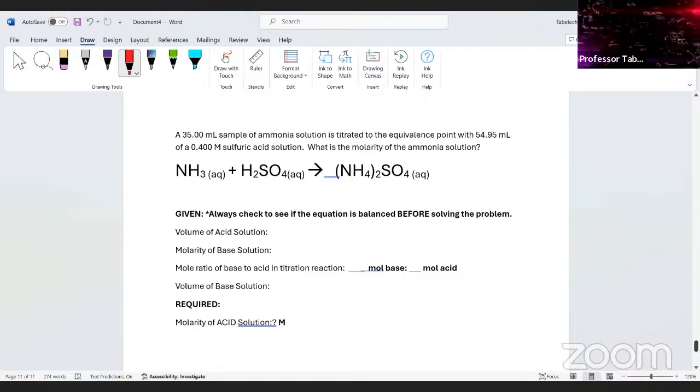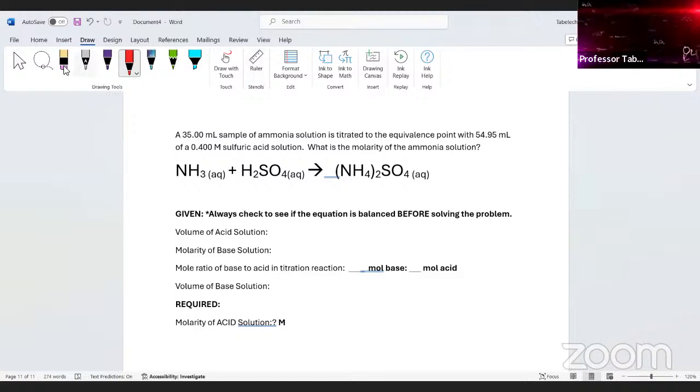So this is the last problem that I'm going to do for the day before I have to go about my day. This is the last one, so you guys can see how to do them. A 35.00 milliliter sample of ammonia solution is titrated to the equivalence point with 54.95 milliliters of a 0.400 molarity sulfuric acid solution. What is the molarity of the ammonia solution?